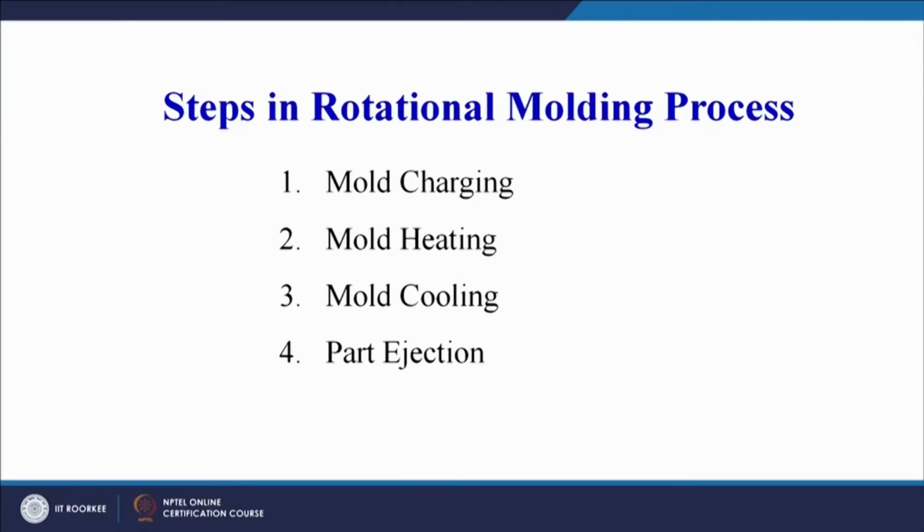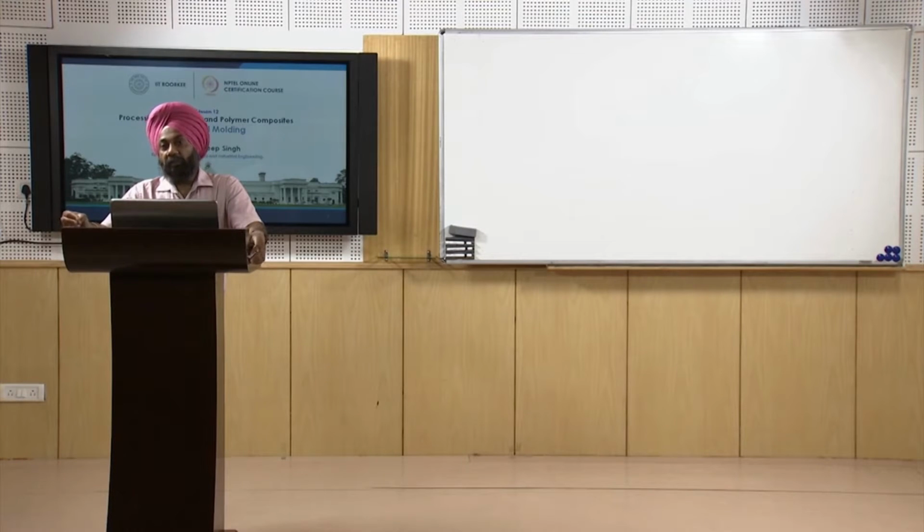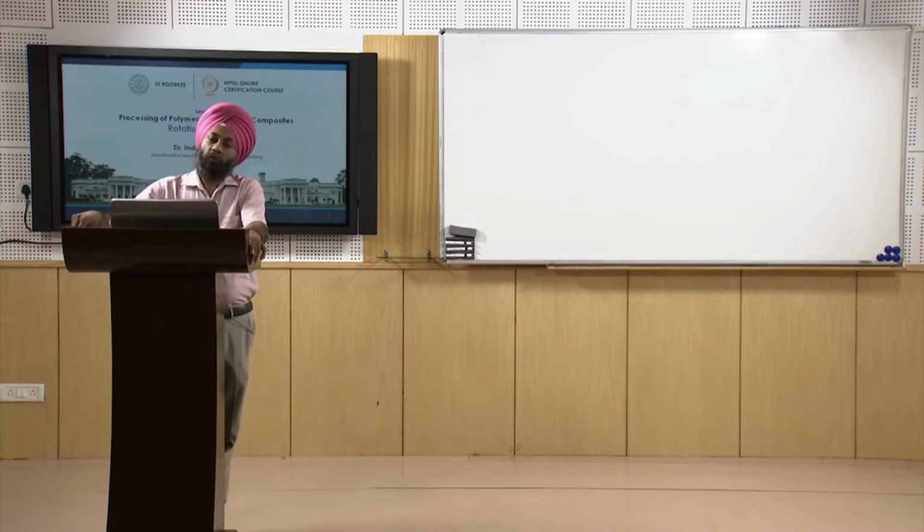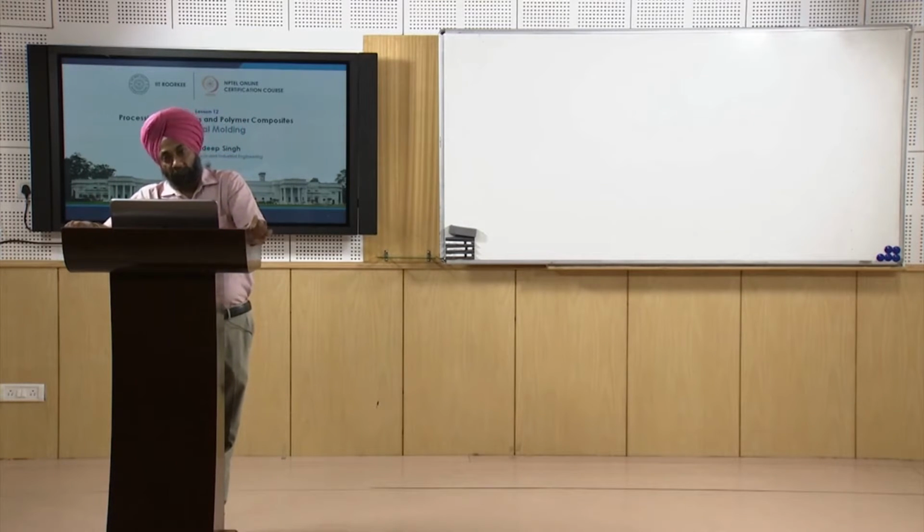Now what are the steps? Whatever we have studied has now been summarized in 4 major steps involved in the rotation molding process. First is the mold charging. Mold charging means adding the raw material, in the form of granules, powder, or viscous liquid, into the rotational mold or into the mold. So that is called mold charging.